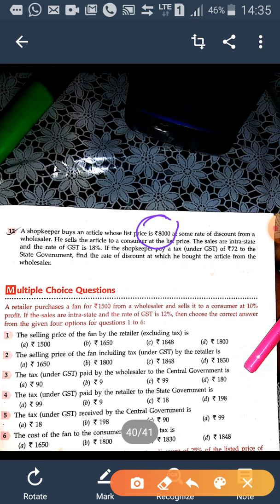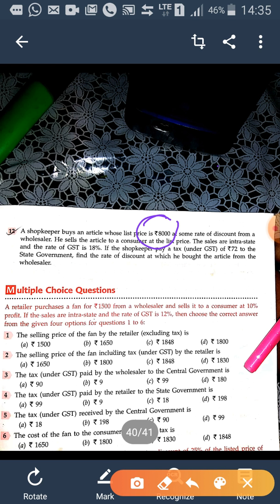And if the shopkeeper pays a tax of rupees 72 to the state government, find the rate of discount at which he bought. And another piece of information mentioned over here is that the shopkeeper pays SGST of rupees 72.